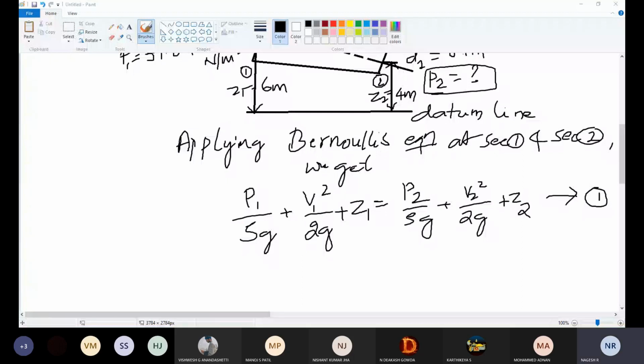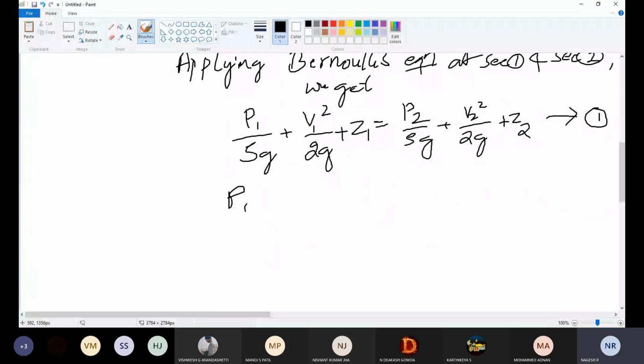Okay. So you say whether what I am writing is visible. I have written P1. Yes, sir, it is visible.